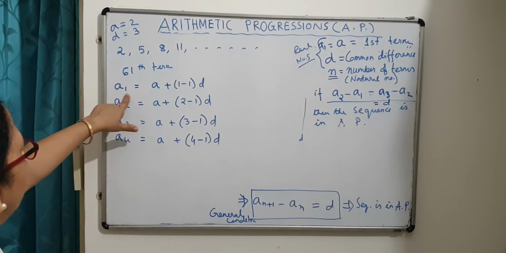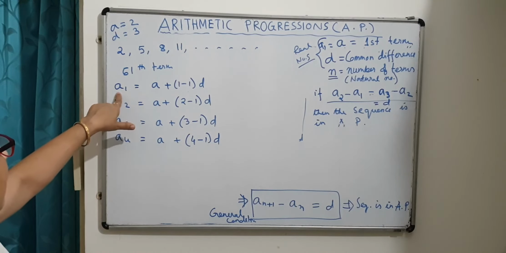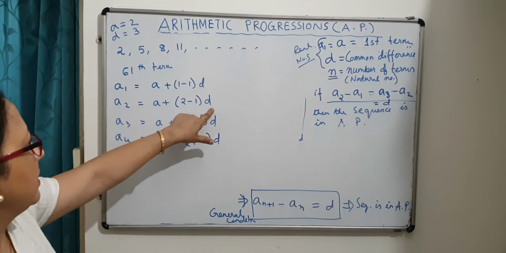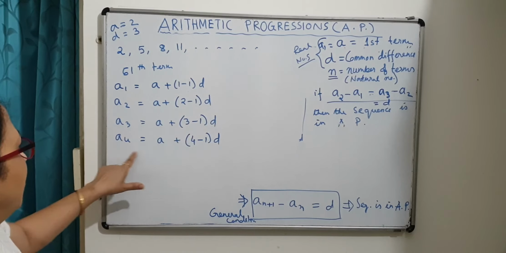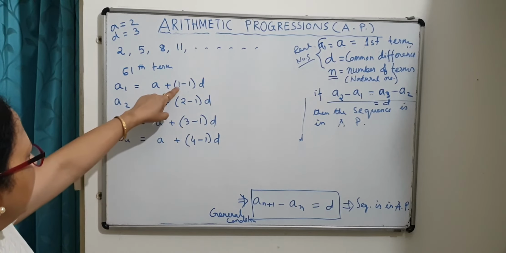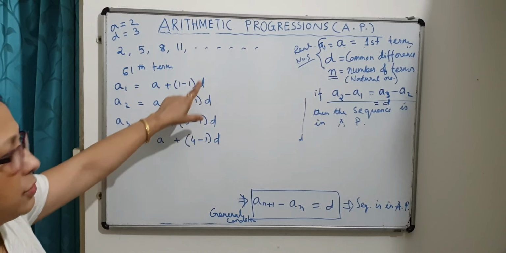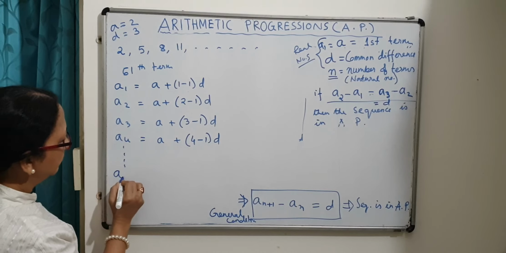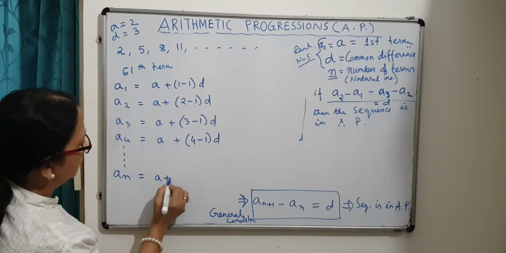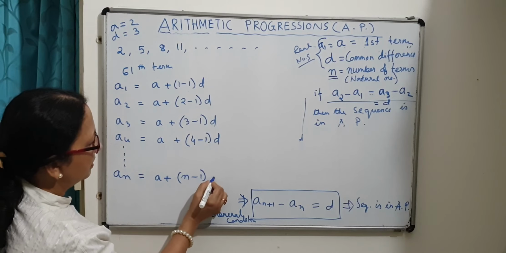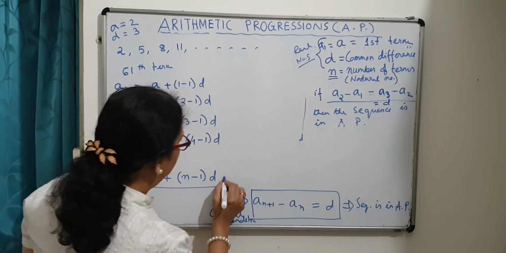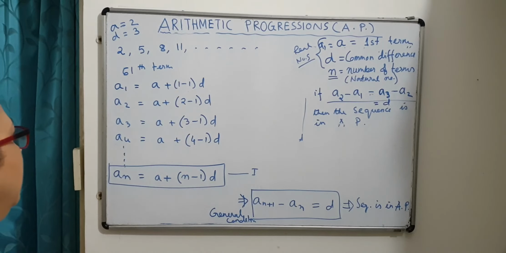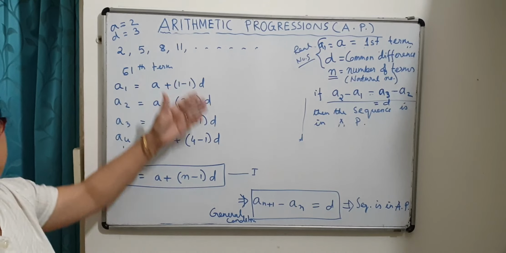The suffix means the number of terms. So a1 is a plus 1 minus 1, 0d. a2, the second term, is a plus 2 minus 1 d. When it is 3, 3 minus 1, when it is 4, 4 minus 1. So if you observe the pattern, it is the number of terms minus 1 into d. So I'll be able to write the nth term as a plus n minus 1 into d. This is the first formula of the AP chapter, which we got simply by observing the pattern.